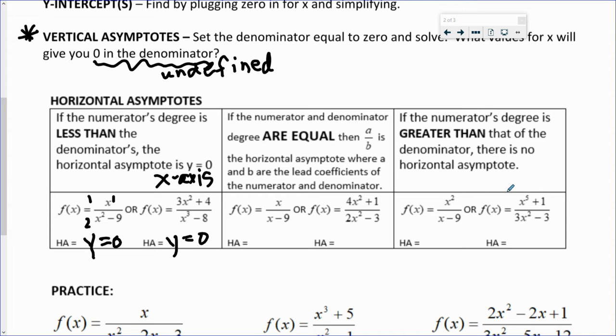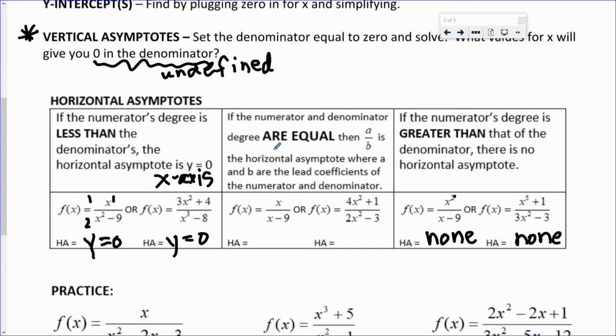There is no asymptote. So here you have a degree of 2. Here you have a degree of 1. 2 is bigger than 1. So you have no horizontal asymptote. Same thing here. Degree of 5. Degree of 2. Numerator's degree bigger than the denominator's degree. So no horizontal asymptote. So we've covered the 2 cases. What if the numerator is bigger? What if the numerator is smaller? But what happens if they're equal?